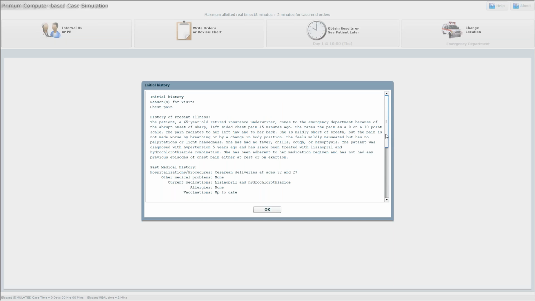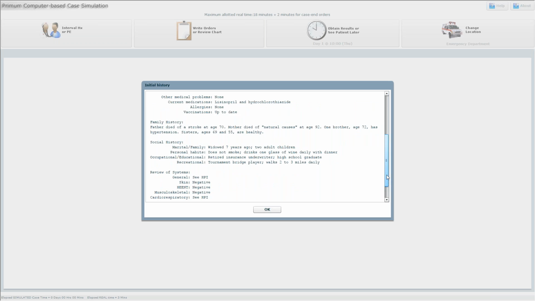And then you read a bit more on the HPI. The patient, a 65-year-old insurance underwriter, comes with sharp left-sided chest pain that started 45 minutes ago, 9 over 10, radiating to the left jaw and the back. Mildly short of breath. Pain is not made worse by breathing or by change in body position. See that? That's important. Pain with breathing is pleuritic and may indicate pericarditis or pneumonia. Body position, same thing, pleurisy or pericarditis. But those are not there. So something is going on.